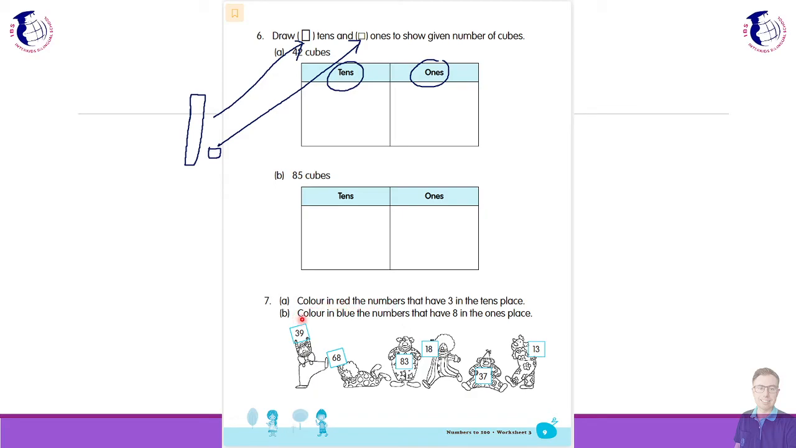And then colour in blue the numbers that have 8 in the ones place value. So the ones place value will always be the number furthest to the right. So look at the furthest to the right number on each of these. Then if it has an 8 there, colour it in blue. And if none of these match the 3 in the tens place value or the 8 in the ones place value, do not colour them at all.